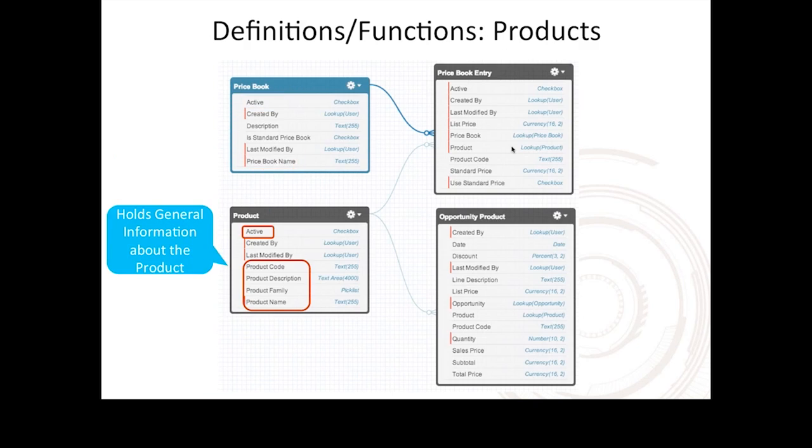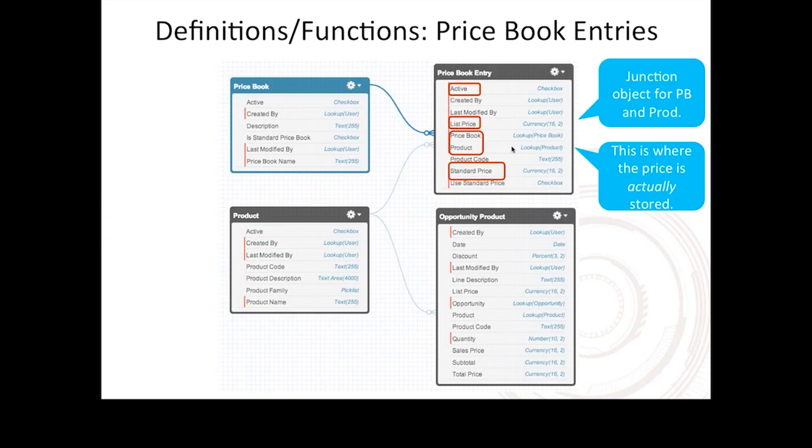Next, we're going to look at the product, and this holds just general information that can apply to the product no matter what price book it's associated with. So this is things like the description, the name of the product, what family, maybe a product code if that goes along with it. But you'll notice also that, again, there is no price associated with the product inside the actual product object.